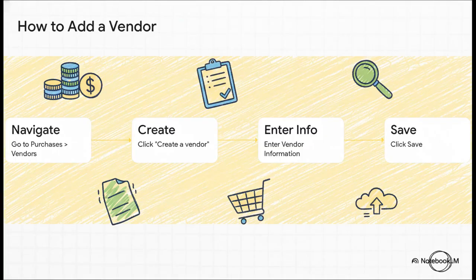And adding a vendor is ridiculously easy. Seriously. You just pop over to the vendors section under purchases, hit that create button, and you're off. Let's say you run a bakery, right? You just follow these steps to add your main flour supplier, type in their info, and boom, click save.